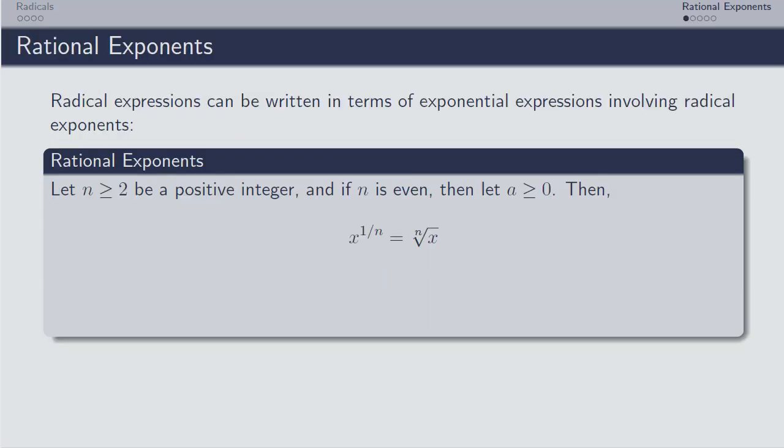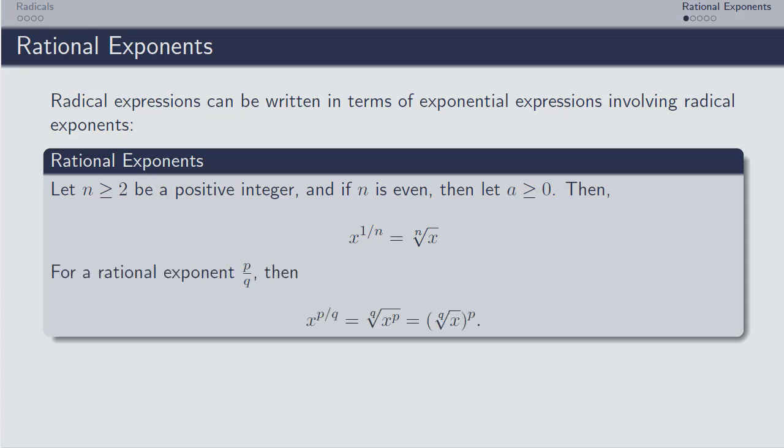Okay. Now, we'll spend the rest of the time thinking about the connection here to rational exponents. So let n be greater than or equal to 2 and be a positive integer. And if n is even, we'll let x be greater than or equal to 0. Then x to the 1 over n power is equal to the nth root of x. That's how we can represent this radical in terms of a rational exponent.